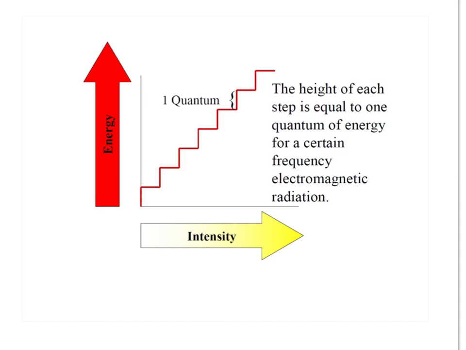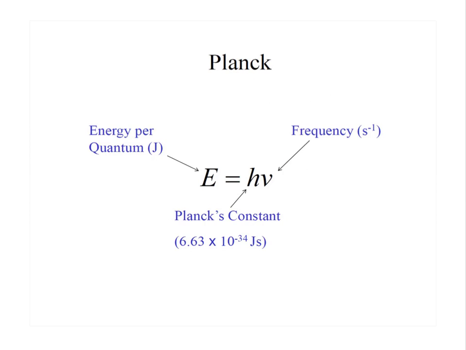So each step is one quantum of energy. Energy can't increase by a fraction of a quantum. It either increases by a whole quantum or it doesn't increase at all. So here the quantum depends on a specific frequency of electromagnetic radiation. With this equation, you can find the energy per quantum from the frequency or vice versa.